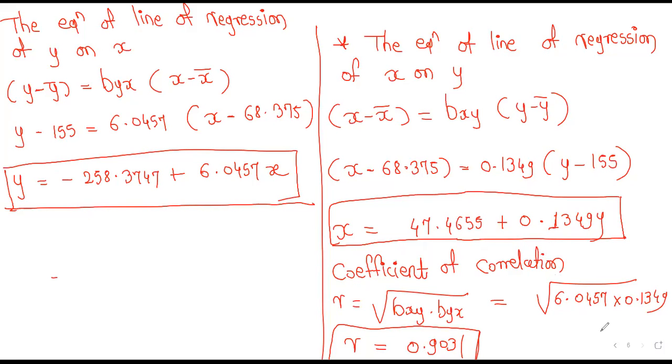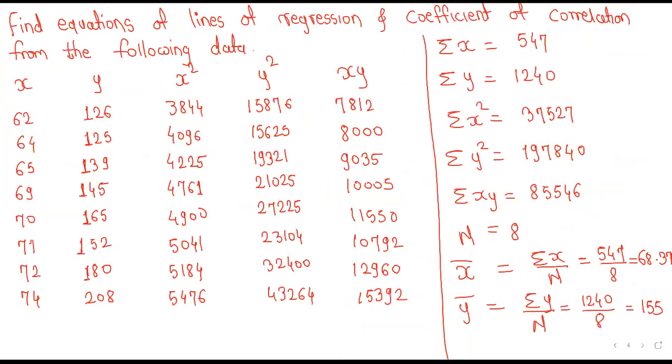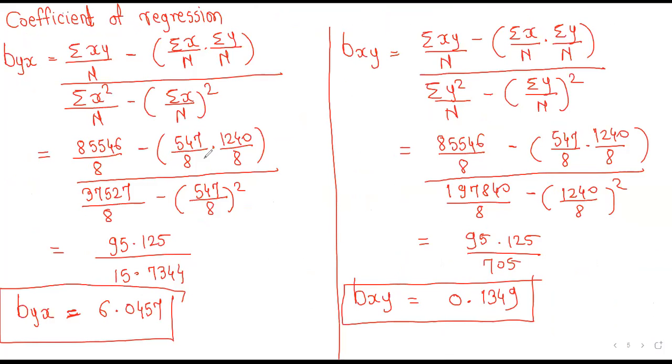Done, ma'am. Okay. So here we have given the values of x and y, and on the basis of these values we have to find lines of regression of y on x and x on y. So we calculate summation x, summation y, summation x square and all these values. Then we find the coefficient of regression byx and bxy by using this formula.